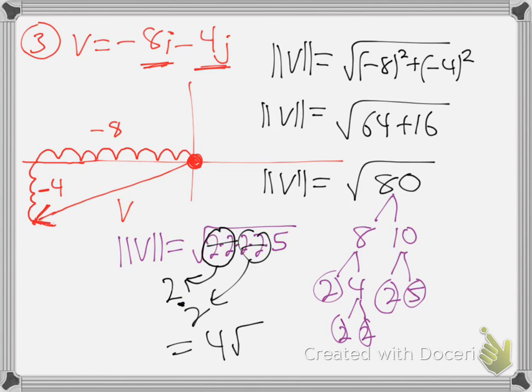So that's 4. What's left on the inside? Root 5. So 4 square root 5. And there we go. That's the length of that vector, 4 square root 5. Questions on that? Is that making sense? We good?